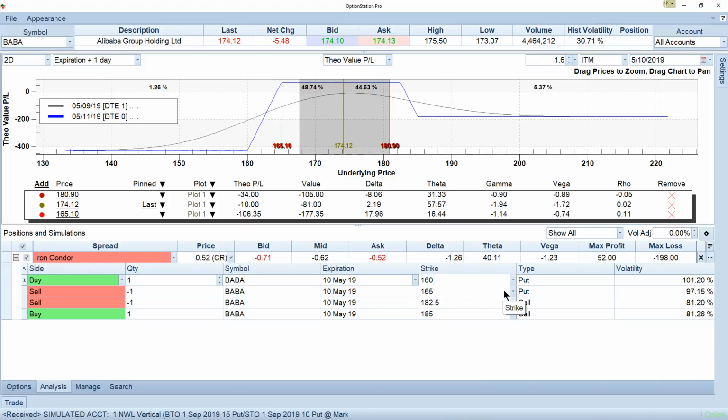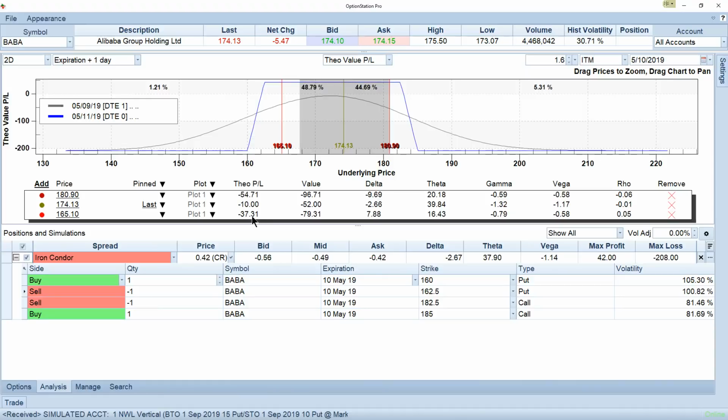If I do 160 and 162.5, now I got 37 below and 54 above. Okay, and this makes sense to me. I would prefer this to be like 40, 50, but of course I cannot. So if I have to choose, this would be my choice.